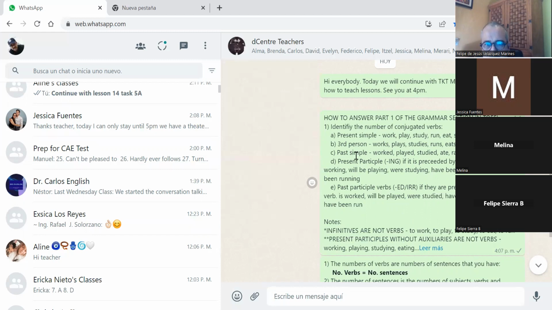For example, the present participle, the -ing form. Some people call it gerund, but the gerund is a gerund when it's not a verb, when it's an adjective or a noun. In general, we call it present participle. The -ing form is a verb if it is preceded by an auxiliary verb. For example: I'm working, will be playing, we're studying, have been eating, would have been running.